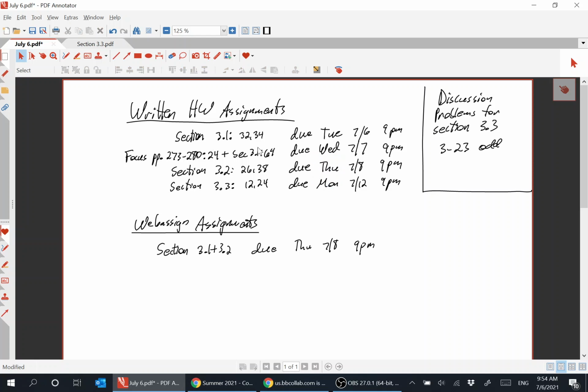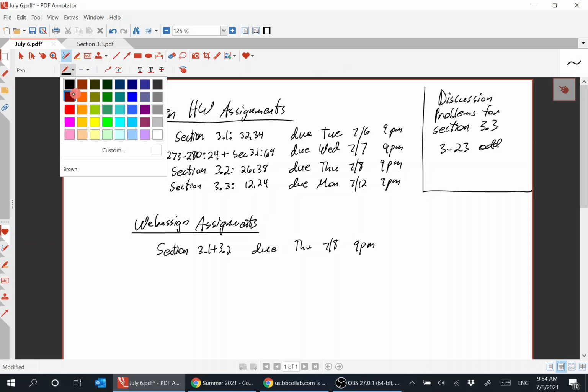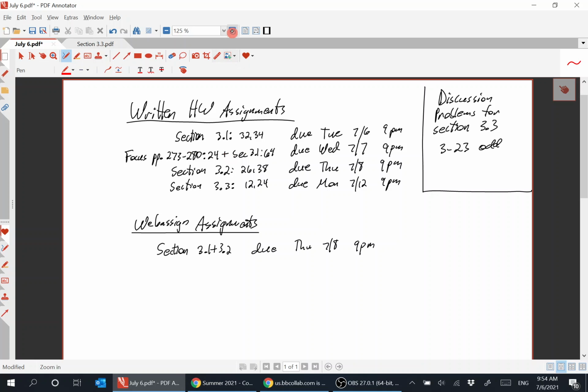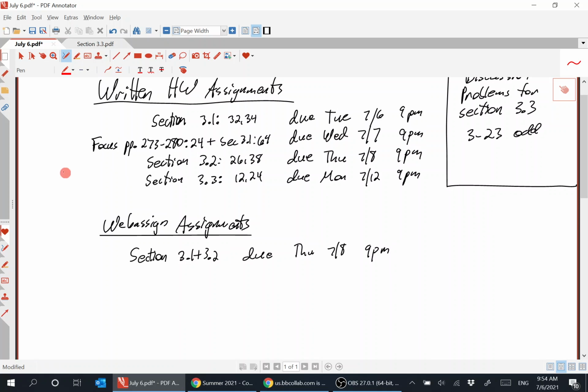Oh yeah, and then this. Did anyone have problems finding the focus? By the way, I guess it's on page 273 in the book, right? 273 to 280. But if you're using the ebook, this is at the end of chapter 2. Did anyone else have trouble finding that in the ebook? So let me show you.